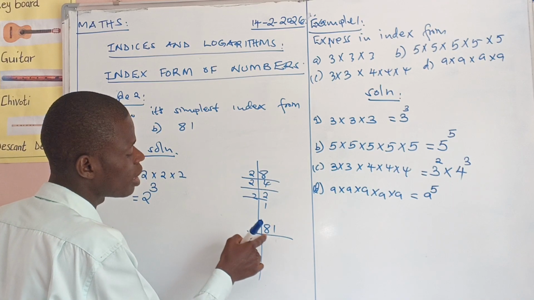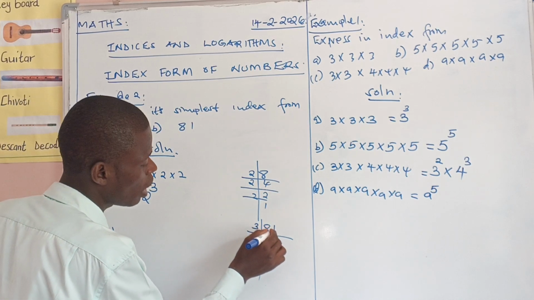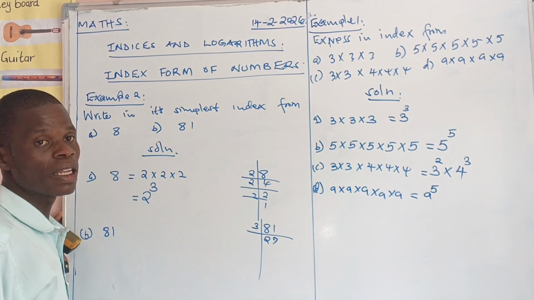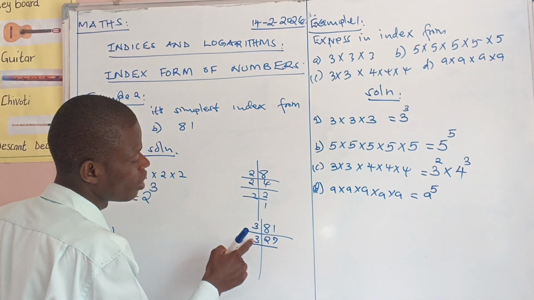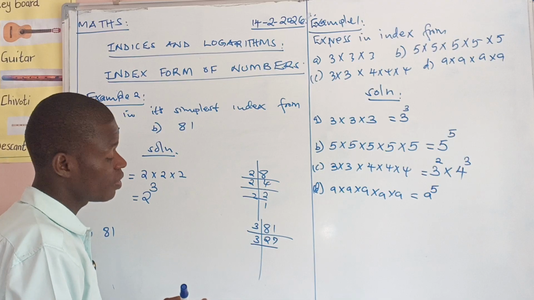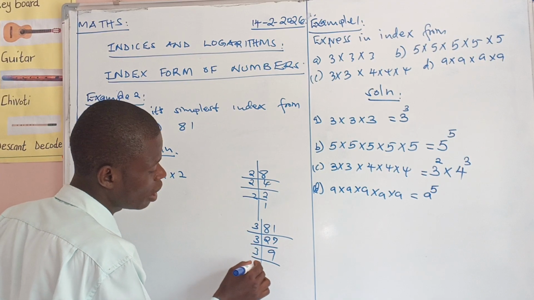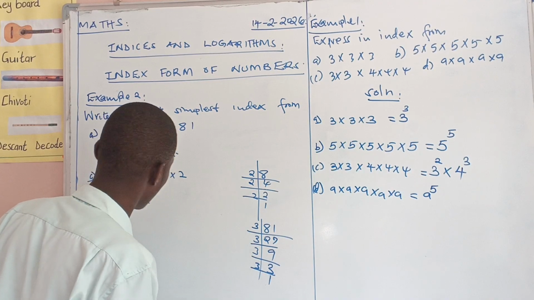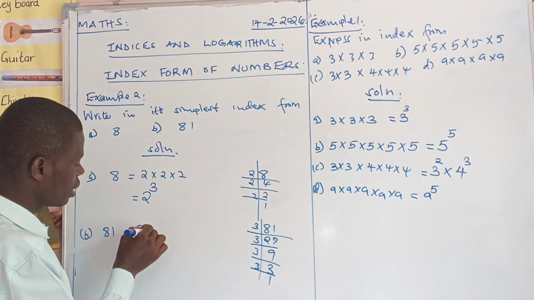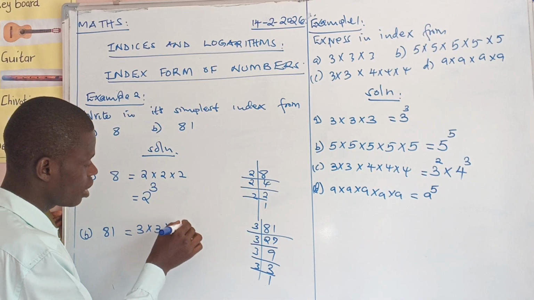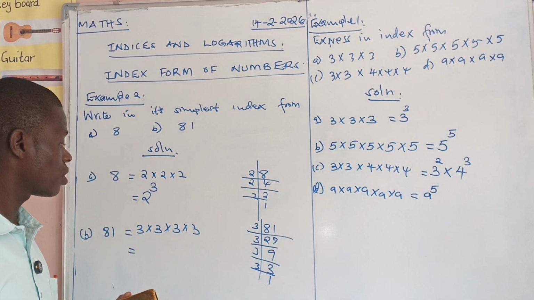3 can divide 8 how many times? 3 divides 8 2 times, bringing 6, remainder 2. Into 21, 3 divides 21, 7. 2 plus 7 is still 9. 3 can still divide this. 3 divides 27 how many times? 9 times. Then 3 divides 9 how many times? 3. Then 3 divides 3, 1. So 81 is expressed as 3 times 3 times 3 times 3.